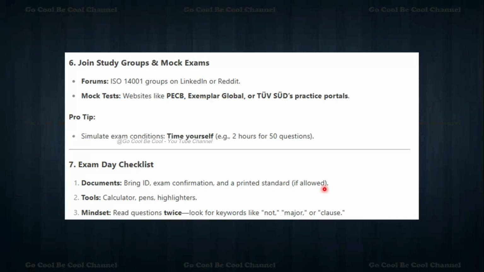So tools: calculator, pens, highlighter. We have mindset, read questions, make sure that the videos are fully covered. We have a lot of covering programs and videos available, you can go through them and make sure that you write the examination holistically.